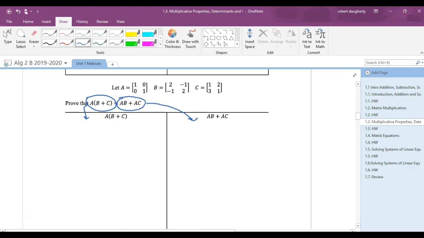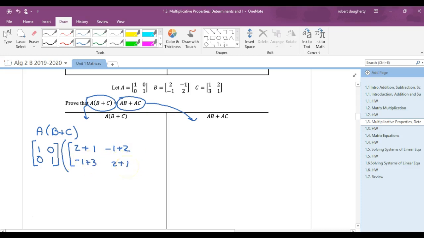Okay, so let's figure out. I've got A times (B plus C). So that's going to be 1, 0, 0, 1. That's A, times B plus C. So B plus C is going to be what? 2 plus 1, negative 1 plus 2, negative 1 plus 3, and 2 plus 1.